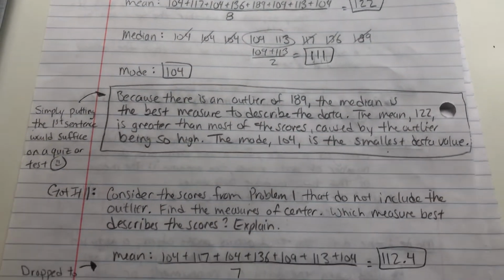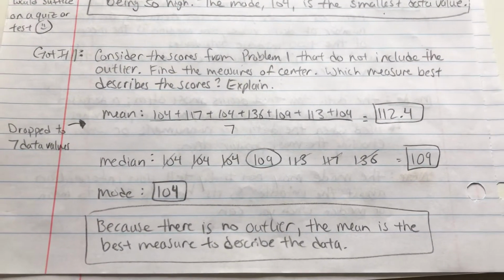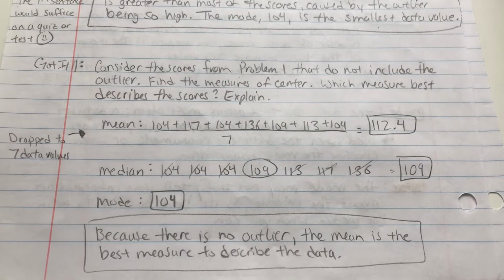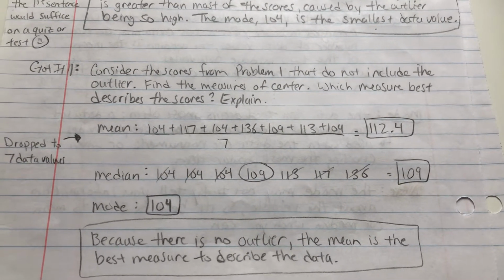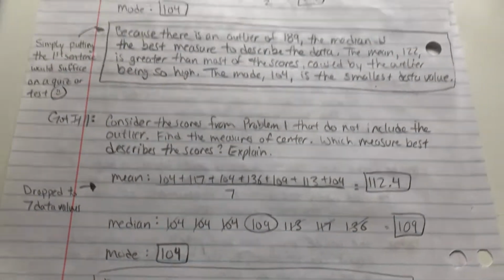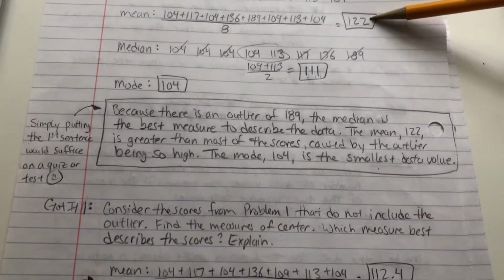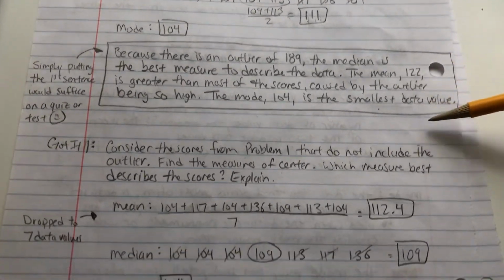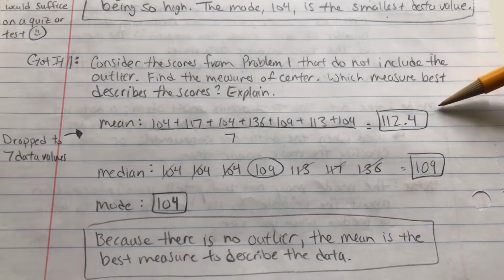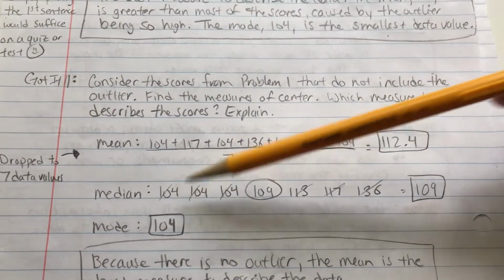Okay. Got it 1. Same idea here. We're doing the same scenario as problem 1, only this time the outlier is gone. So notice how our values have shifted quite a bit. Our average went from 122 to 112.4. We find them using the same approach.